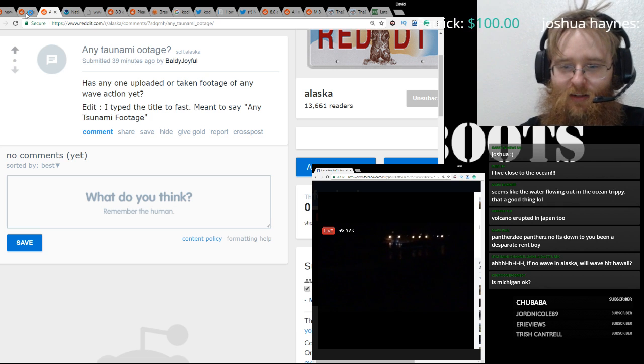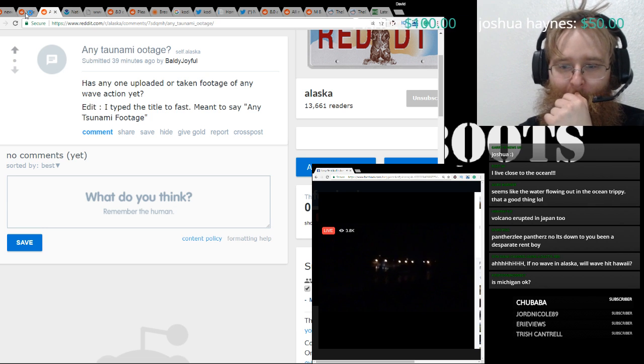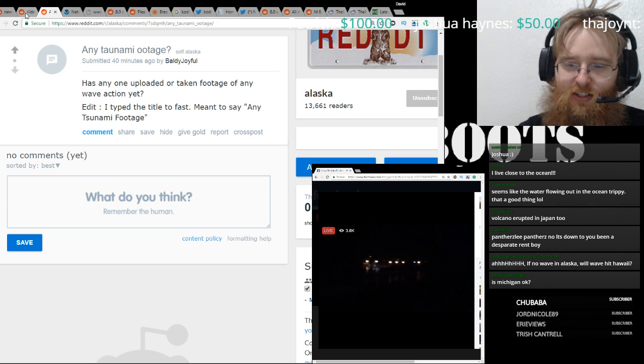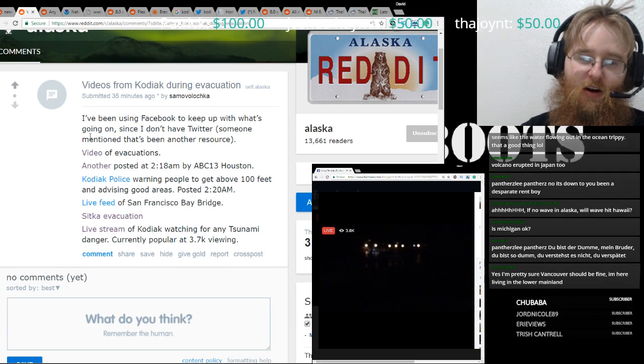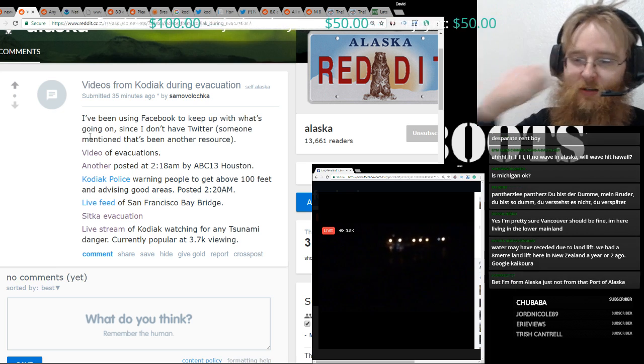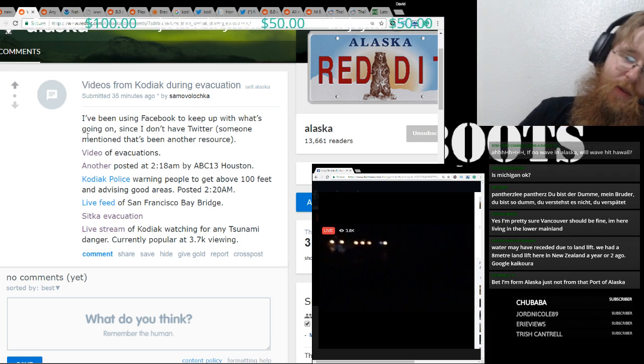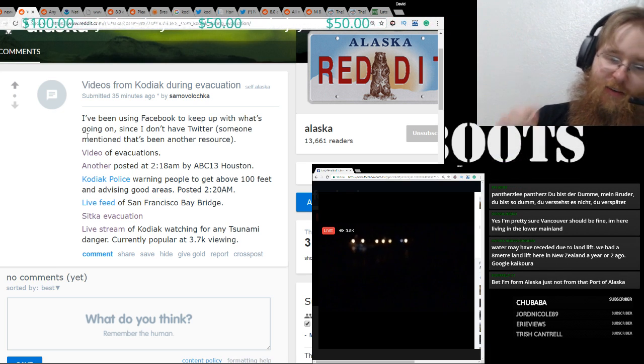Volcano eruption in Japan too. Oh, that's interesting. Chances are there won't be a wave hitting Hawaii. They called off the watch or warning for Hawaii, mainly due to the distance, and it's hard to say if they're going to get hit.